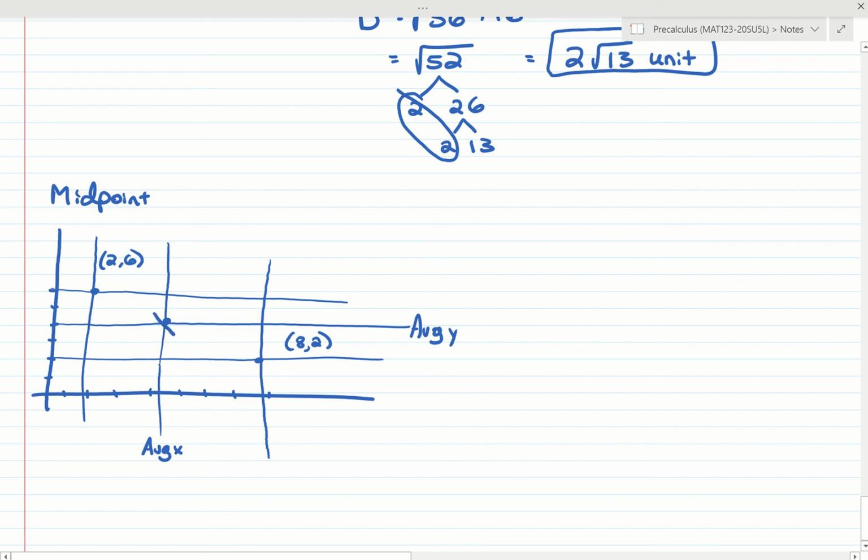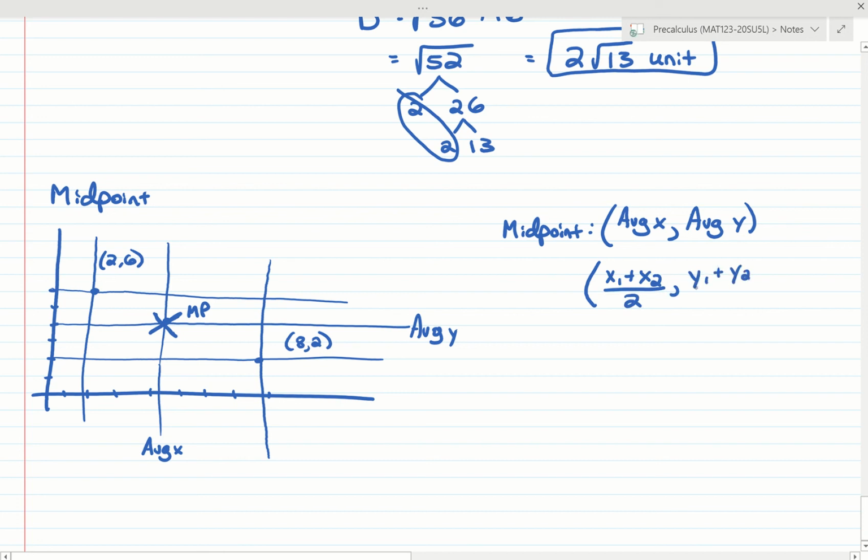And if you take a look, you see how the two of them cross right here? That's the midpoint. So the way that we find the midpoint is we take the average of the x values and we take the average of the y values. Remember, when we're finding the average, you add up the two values and you divide by the total number. You add up the two y values and you divide by the total number. That's how you find the midpoint. So let's go ahead and do that.